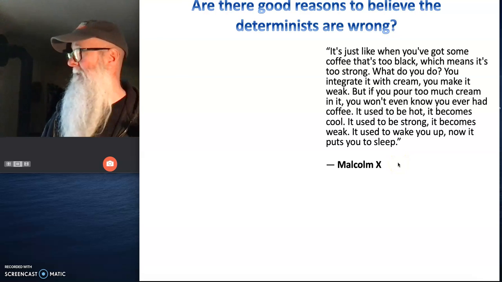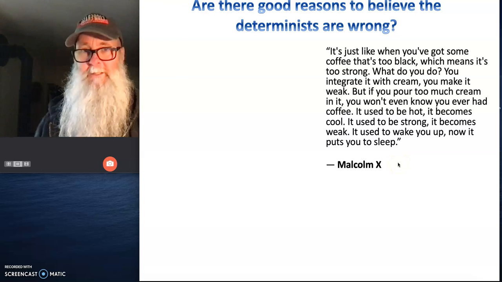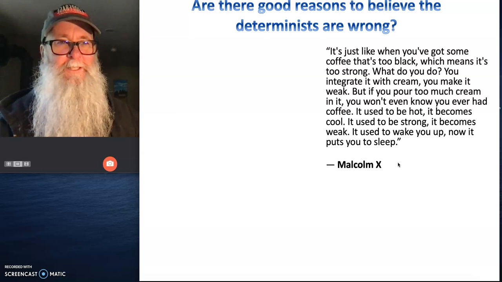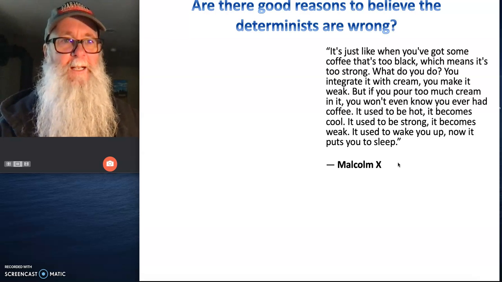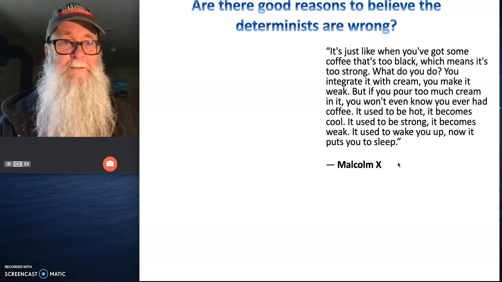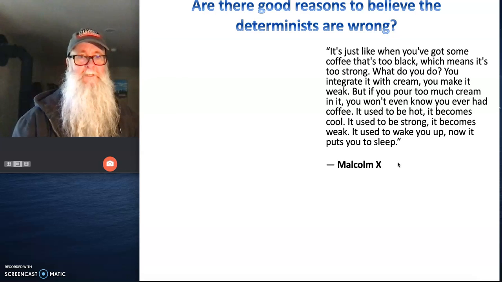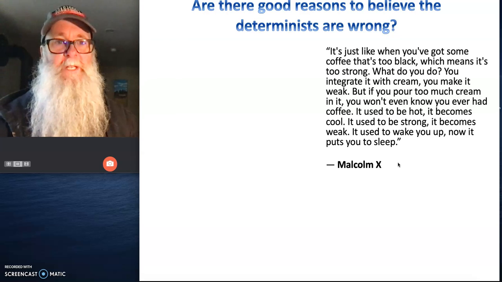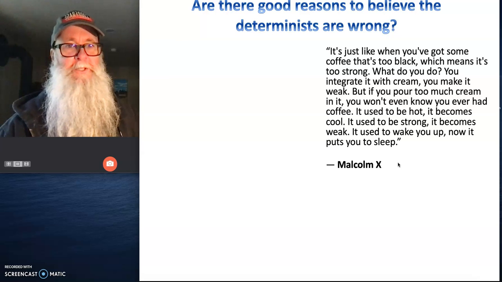And what I mean by it is the increasing involvement of whites in the Black Civil Rights Movement. It's just like when you've got some coffee that's too black, which means it's too strong. What do you do? You integrate it with cream, you make it weak. But if you pour too much cream in it, you won't even know you ever had coffee.